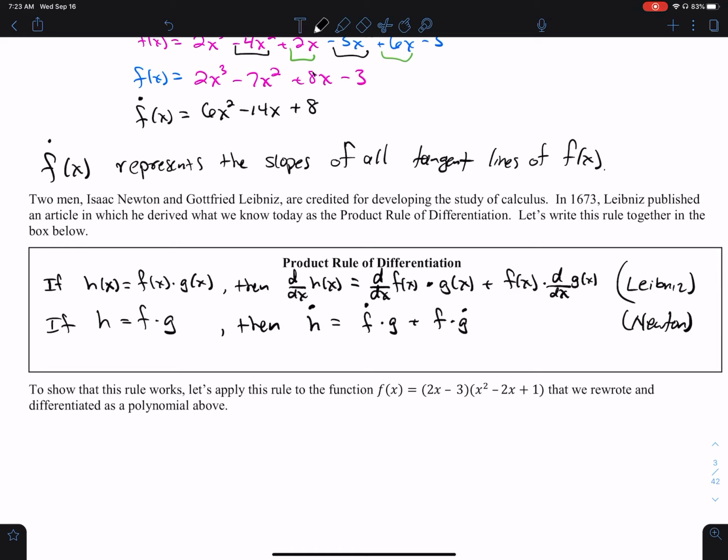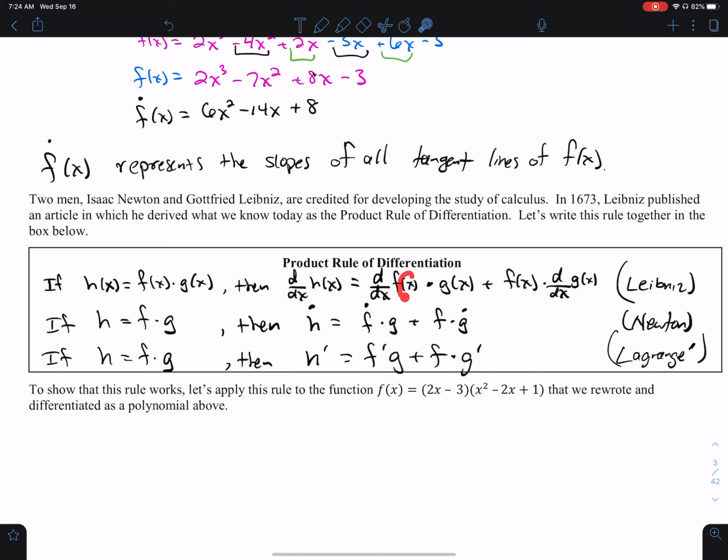If Lagrange was writing this, he might say if h equals f times g, then h prime is equal to f prime times g plus f times g prime. Those all say the same thing, just using different notations.